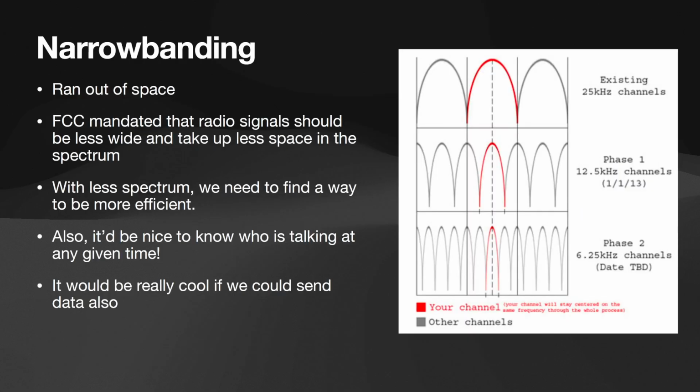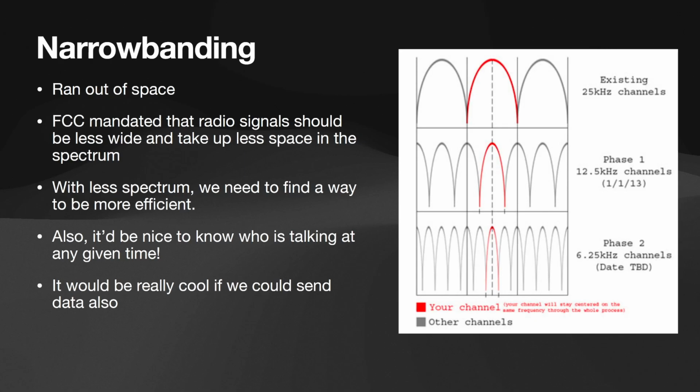And so a while ago, we actually did run out of space. And the FCC had to start this process called narrowbanding, where they said, okay, all of your signals used to be 25 kilohertz wide. Now we're going to make them 12.5 kilohertz. And at some future day, we're going to make you go even narrower. We need to make your systems more efficient in terms of spectrum usage so that we can fit more people in the bands, so we're not running out of space.